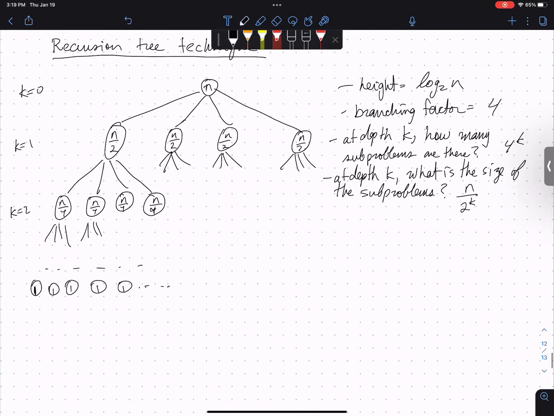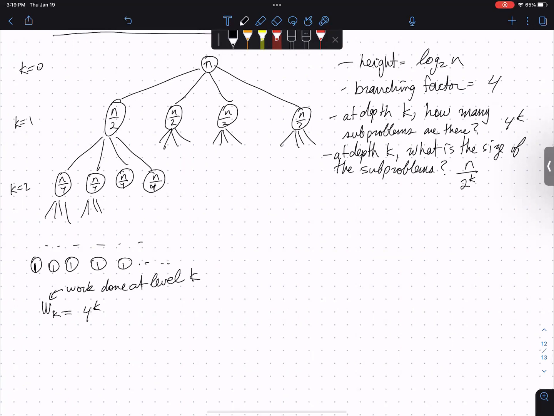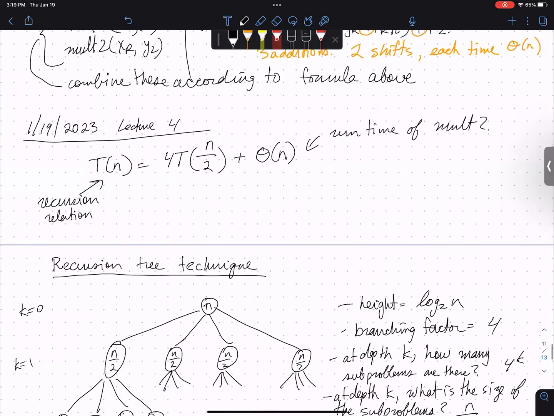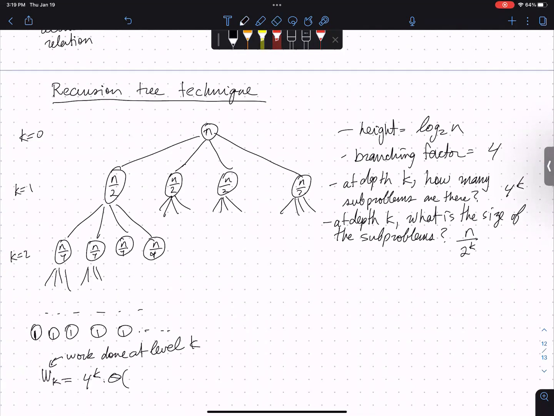Okay, so next we want to compute W_k. This is the work done at level k. Well, we have how many subproblems at level k? 4 to the k, times the work, by work I mean non-recursive work done within each subproblem. And this is where this theta comes in. The work done within a subproblem is linear in the size of the input to that subproblem. So in our case, it's theta of the size of that subproblem.